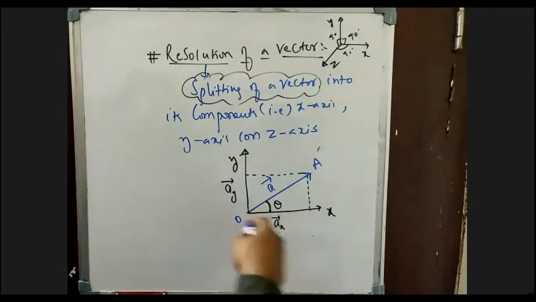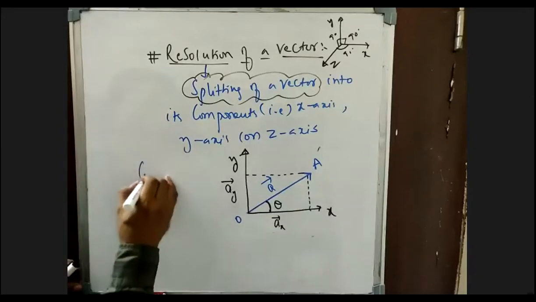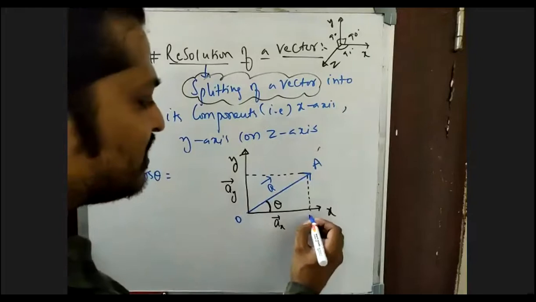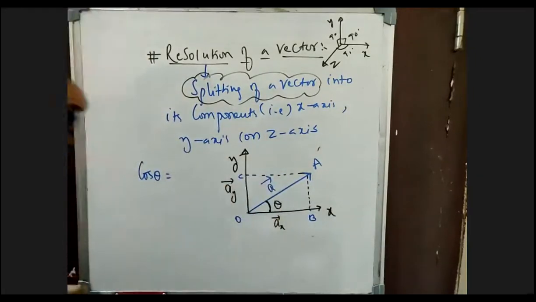From the figure, cos theta value is equal to how much? I'm giving names for this one: this one is B and this one is, for example, C. So right now cos theta value will be equal to how much? Can anyone tell me?